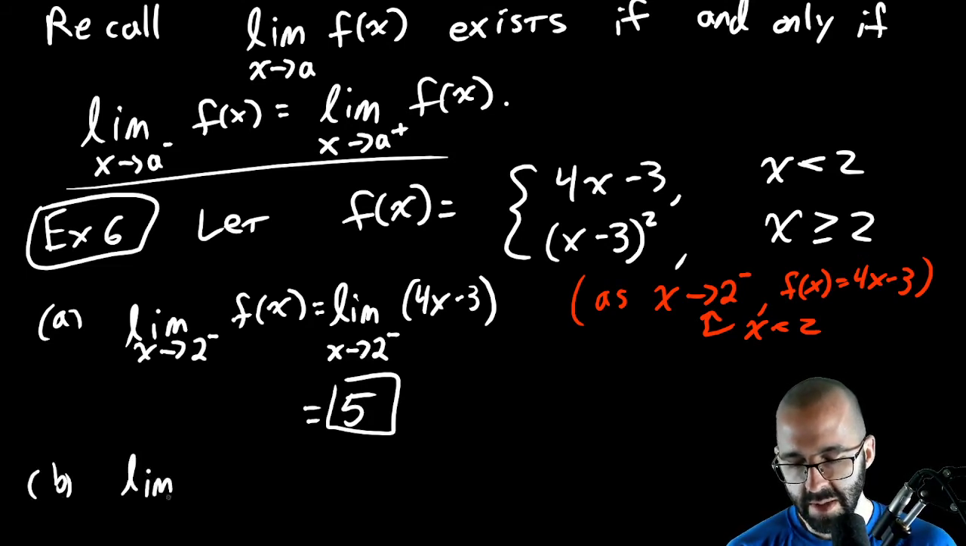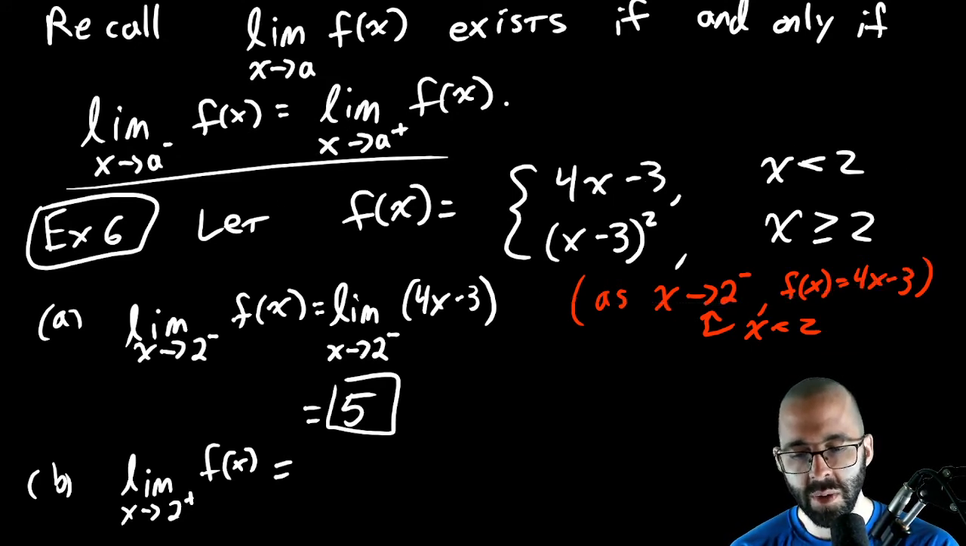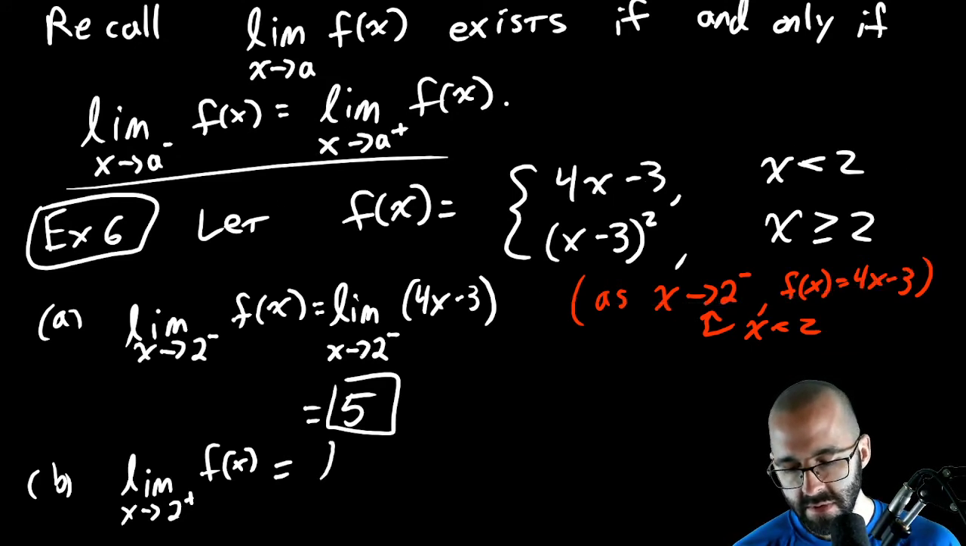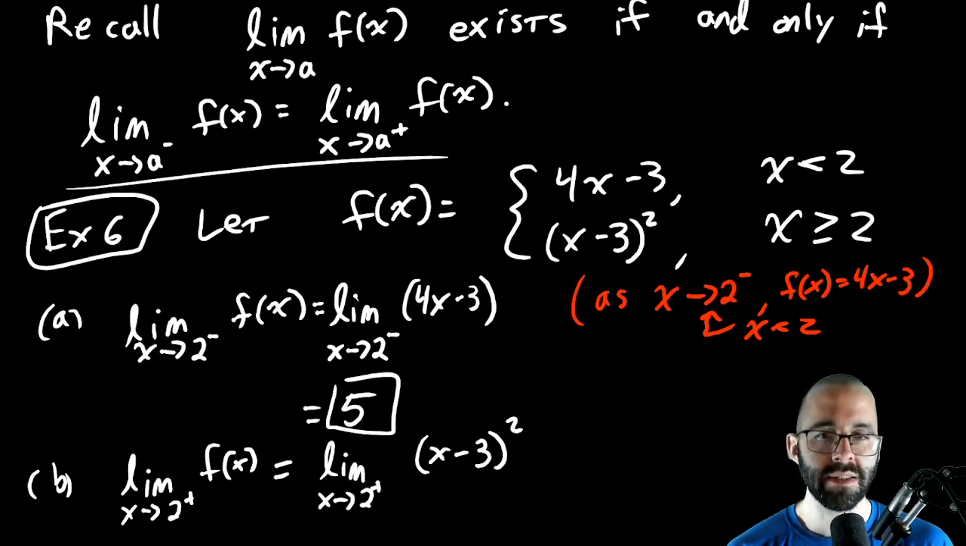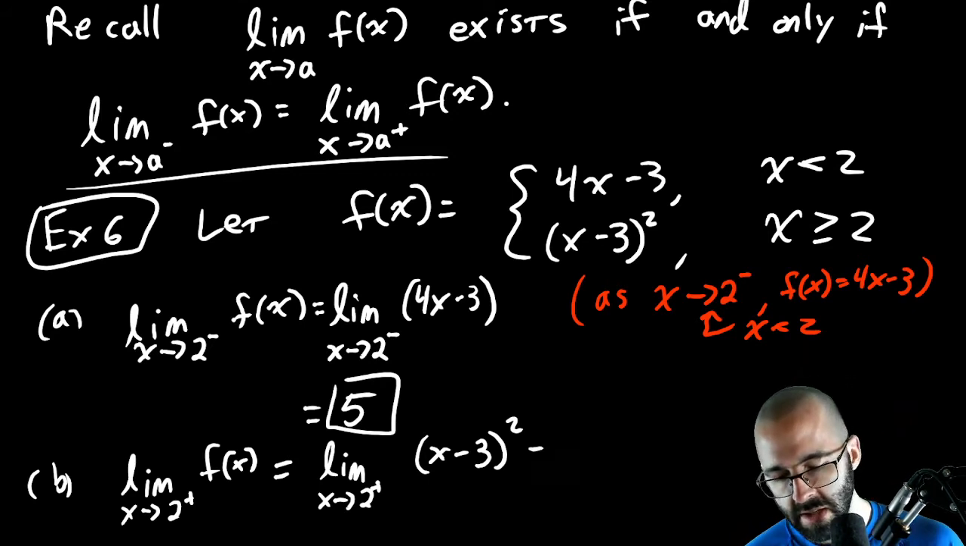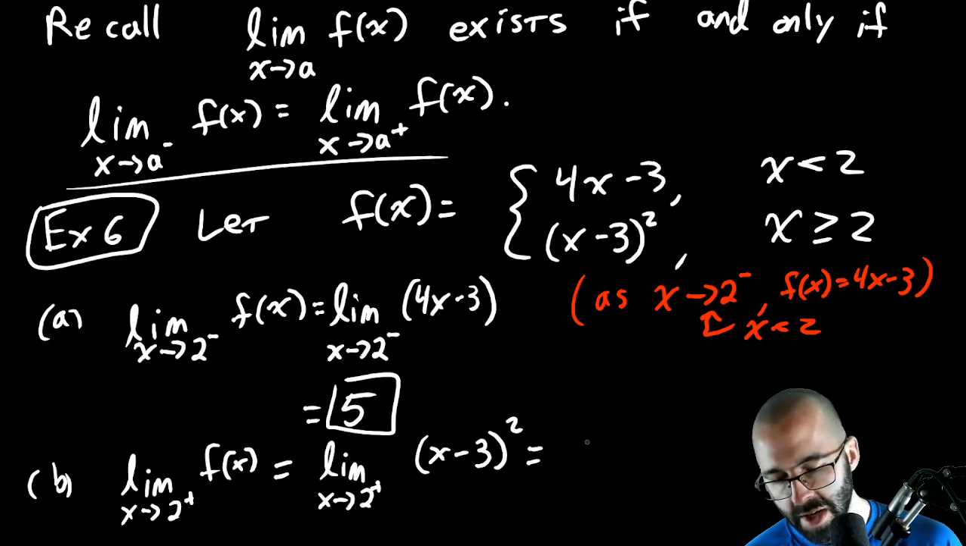Part B, what's the limit as x approaches 2 from the right of this function? Well, by the same logic, if we're to the right of 2, then we're always on this second piece. So the limit as x approaches 2 from the right of that second piece. And again, this is a polynomial as well. Direct substitution is going to work here. Plug in 2, get 2 minus 3 is negative 1. Square that is positive 1.